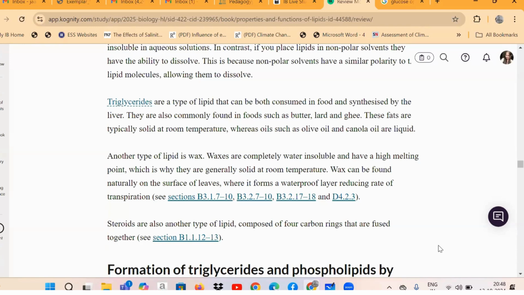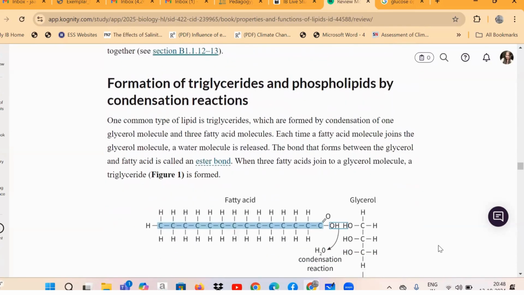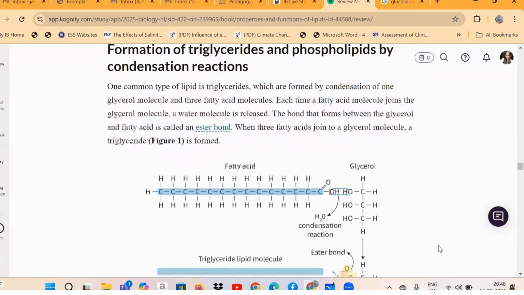So you have triglycerides. Under triglycerides, you have solid fats and liquid oils. Then another type is wax, and then steroids. Steroids are hormones. Yes, so they are also lipids, right? And so you should be able to know the four different forms of lipids which we are talking about: triglycerides, oil, wax, and steroids.